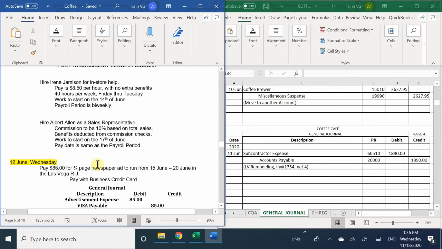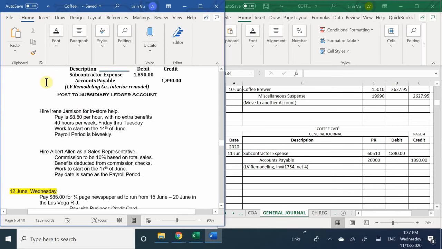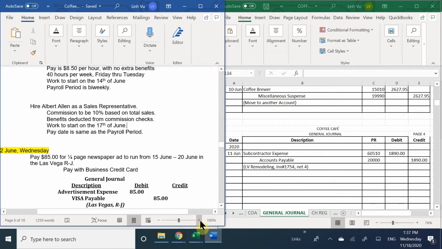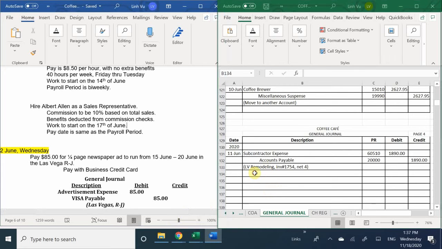In this case, Albert is going to receive 100% of the 10% total sales that he earns. Okay, so now we completed June 11th, so now we're going to go ahead and start the day off with June 12th. Let me make this a little bigger. So what has happened here?